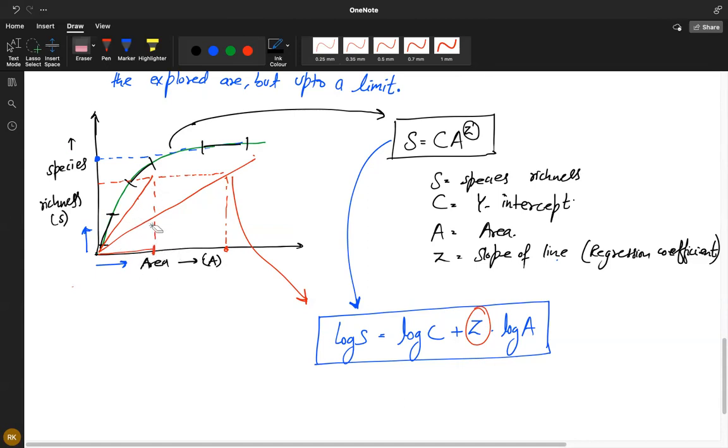That is the second factor that defines patterns of biodiversity. So a steeper slope means a higher number of species found per unit area. So if I fix area at this point, you will see that for a steeper graph, which is this one, there are more species, but for a less steep graph, there are fewer species, right? Is it clear, everyone? Yes, sir. Cool.